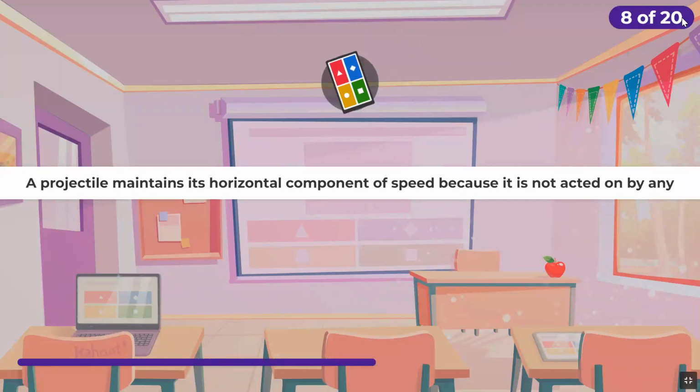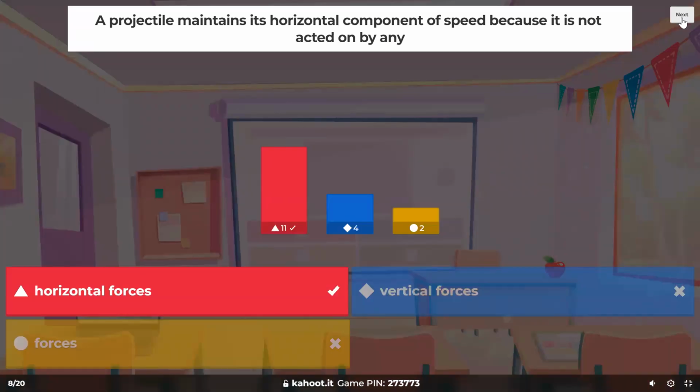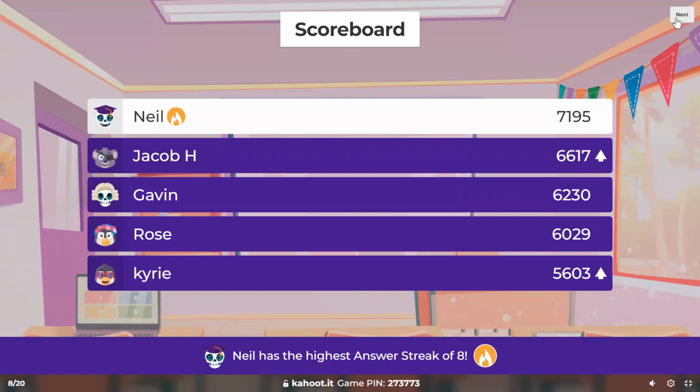A projectile maintains its horizontal component of speed because it's not acted on by any horizontal forces. There you go. It's kind of an X unit concept. Now, guys, is there a vertical force on a projectile? Yeah, its own weight. So the gravity force, its weight, right? But there's no horizontal forces unless you think about air drag. But you guys know we ignore air drag in this class, right? All right, we got Kyrie, Rose, Gavin, Jacob, and Neil on fire.